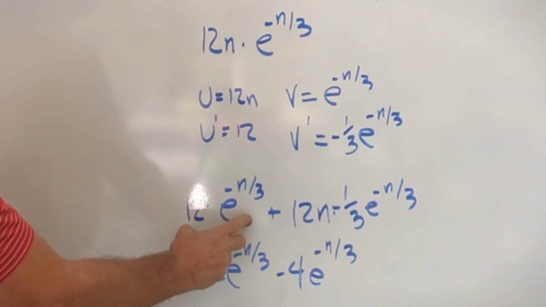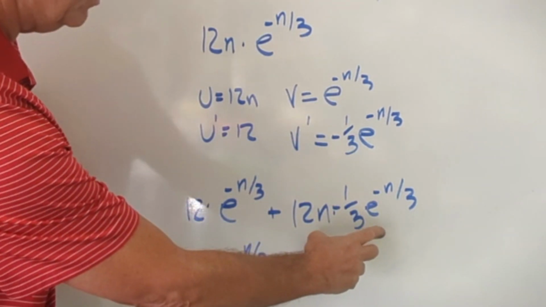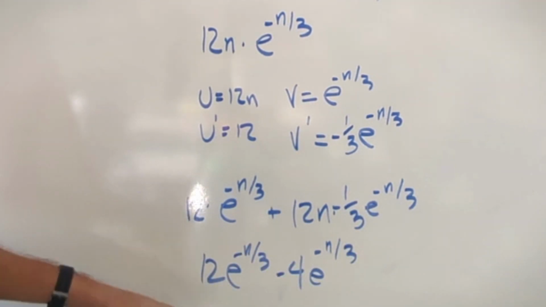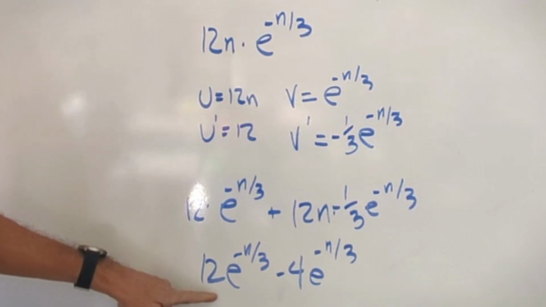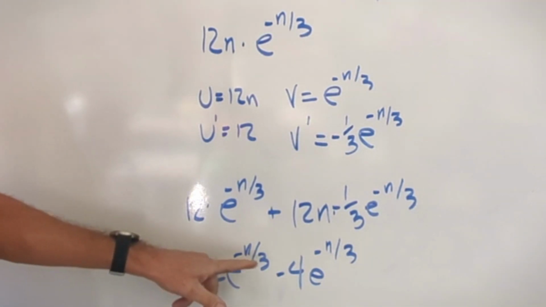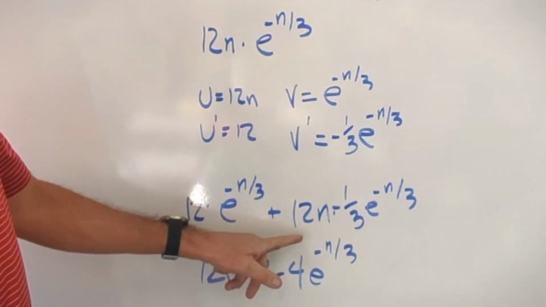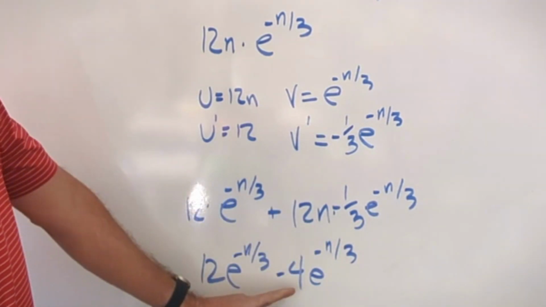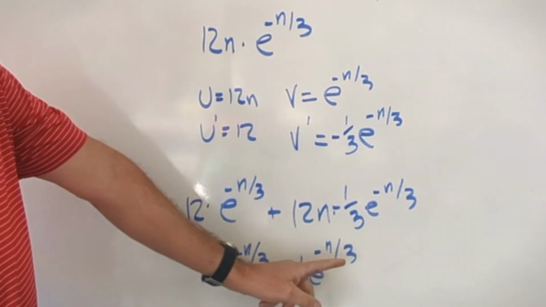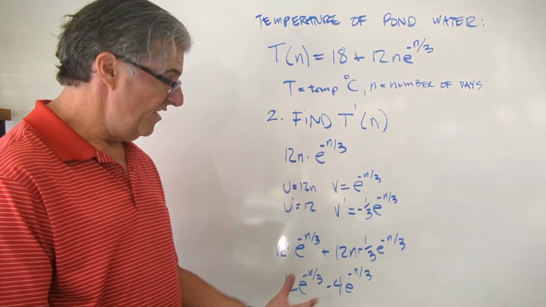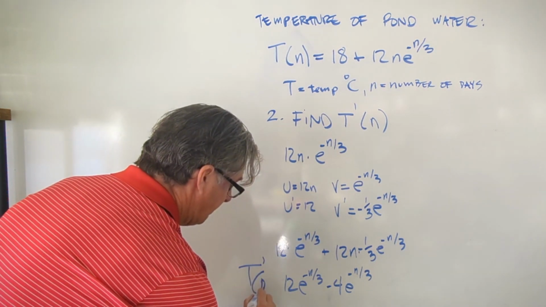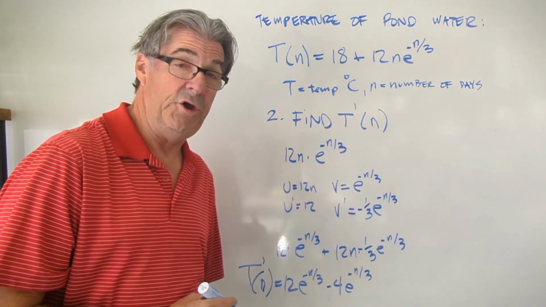Here's my first two, my u prime times v, and here's my v prime times u, and then it's just a little bit of simplification. I can't really do a whole lot with that. That's 12e to the minus n over 3, and then I've got a 12 here, and I've got a minus 1/3, so that makes that a minus 4e to the minus n over 3. So there is my t prime of n. Woohoo!